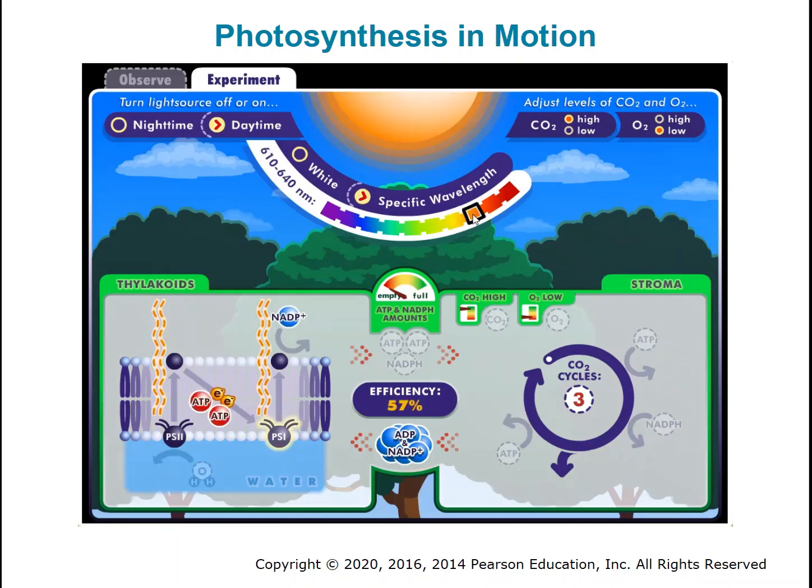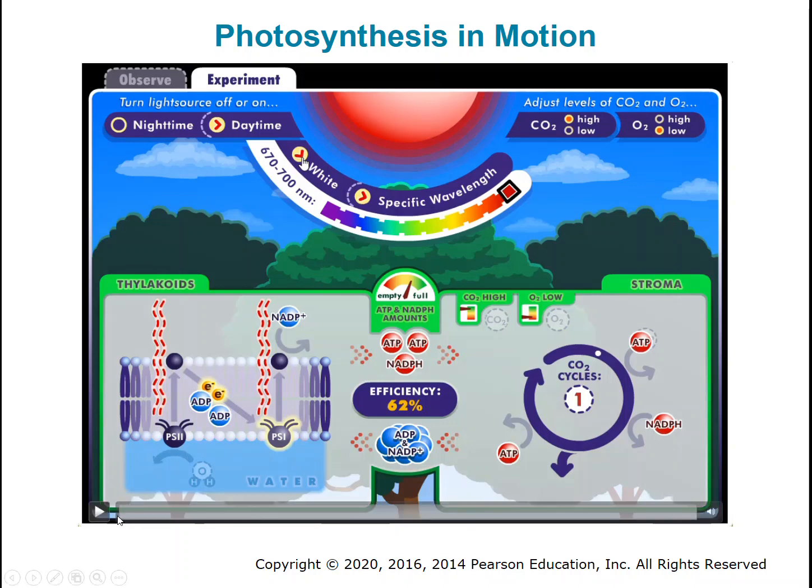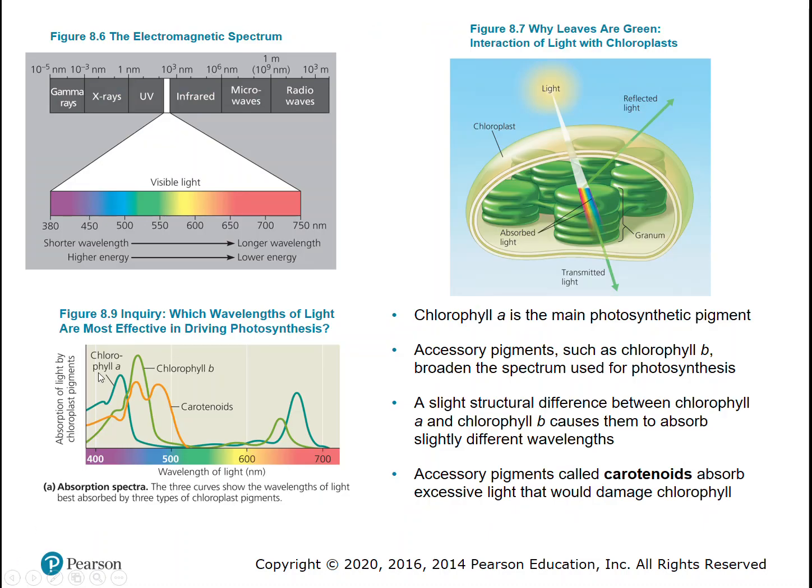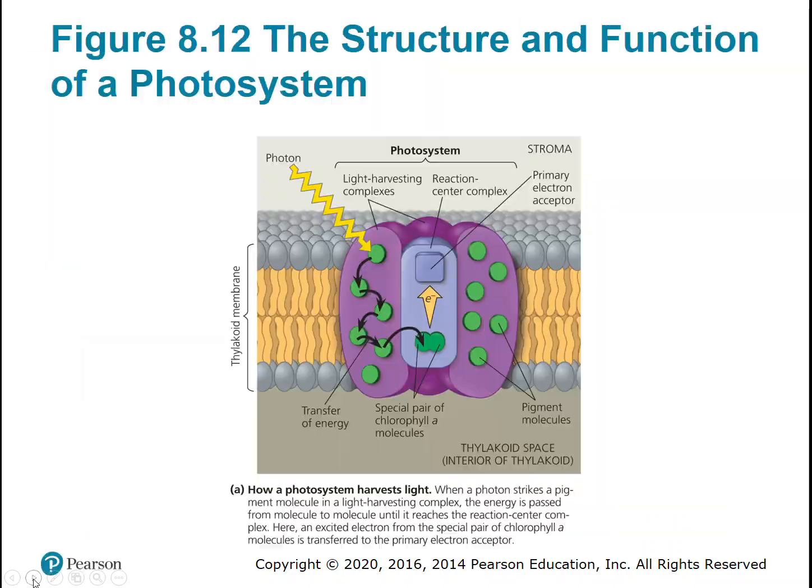When we move up to 610 to 640, get to 57% efficiency. Move up to 640 to 670, 87. And then move from 670 to 700, 62% efficiency. And then again, that white light back here at the beginning, when you've got all of it on, 100% efficiency. So changing the wavelengths and where they absorb affect the efficiency of photosynthesis if you only had one wavelength at a time, or one group of wavelengths at a time. And we'll stop there and continue on in our next talk.